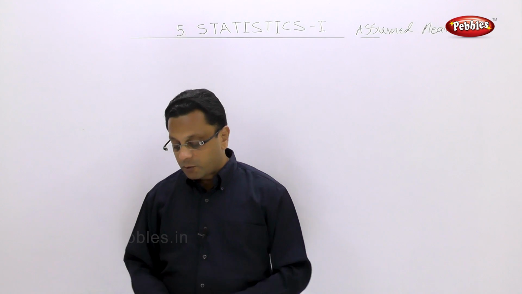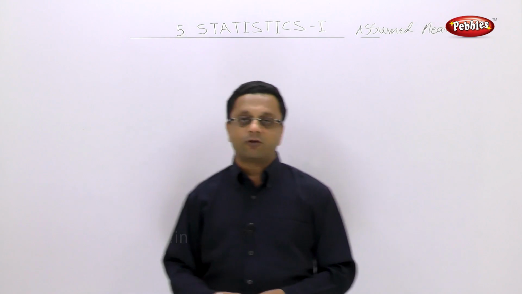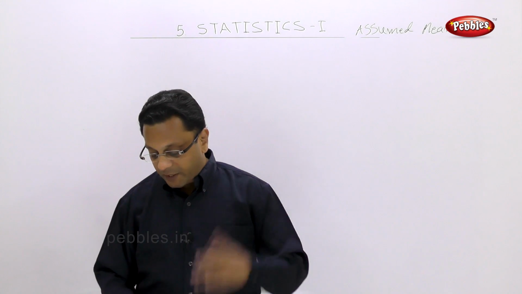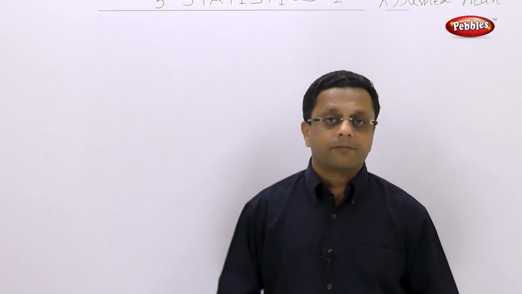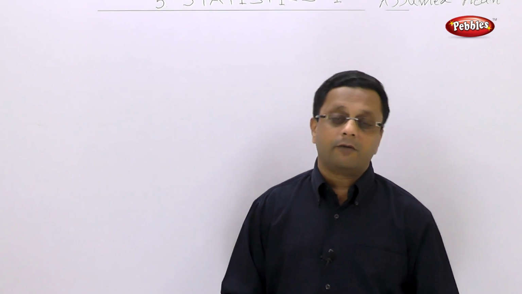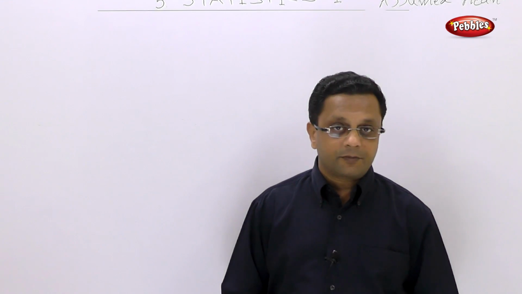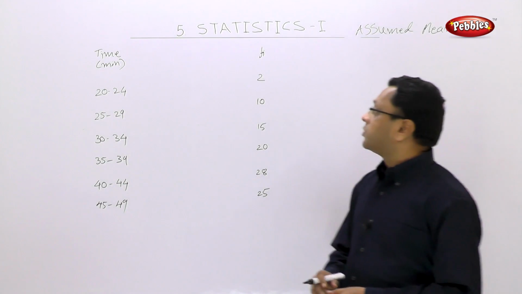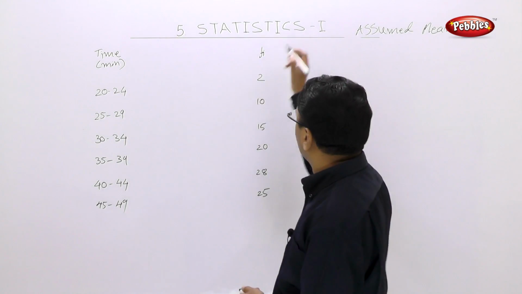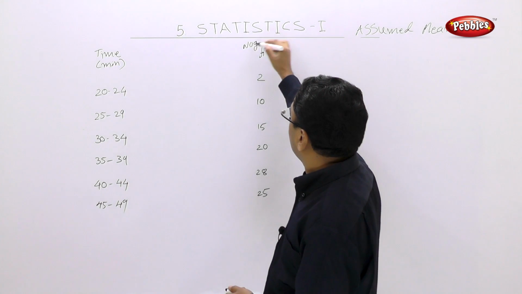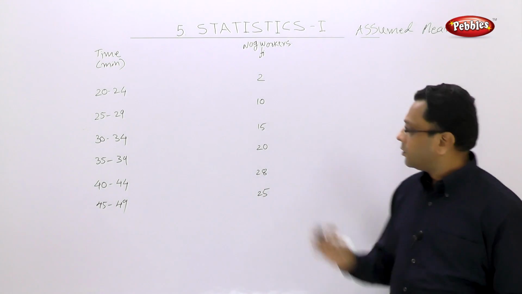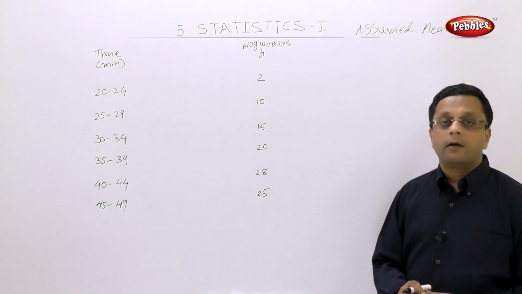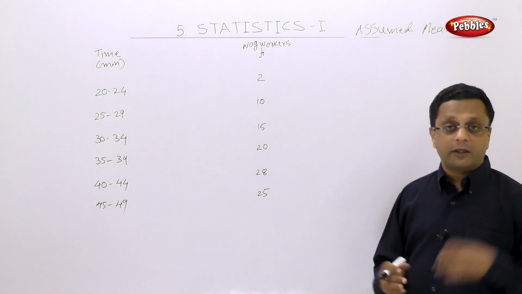Following is the frequency distribution of time in minutes a worker takes to complete the work. Find the mean time taken by a worker to complete the work by the assume mean method. Again, this is the same example that we did by the direct method. Let us write it down again and do it. This was the example, these were the number of workers, that is frequency. We have already solved this by the direct method. Now let us solve it by the assume mean method.